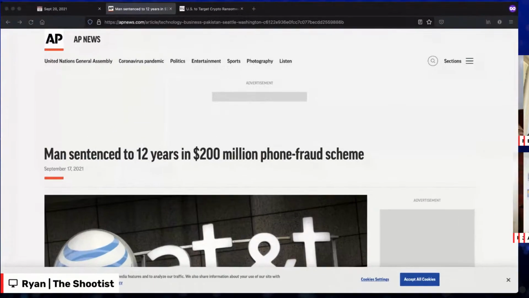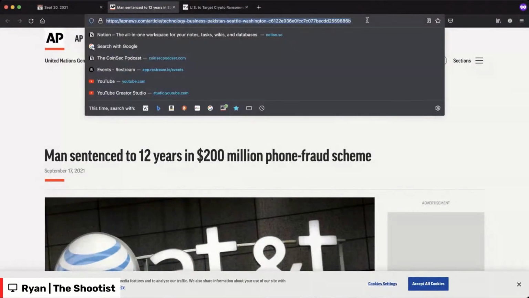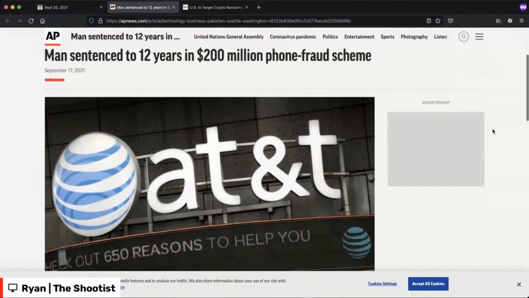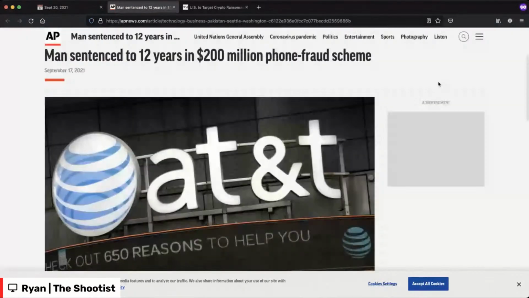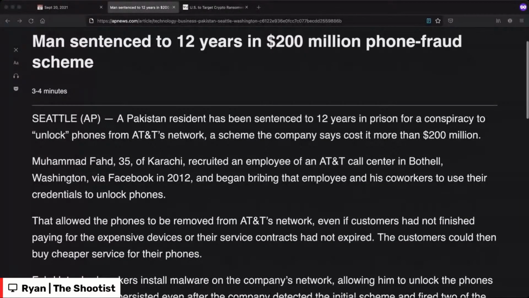We were talking about the true cost of insecure software and kind of the true cost of an insider threat. This is an AP news story. Man sentenced to 12 years in $200 million phone fraud scheme. So this is one of those interesting things where when you hear about it, you're like, holy crap. Someone did this and made money at it, and they didn't just make money, they made a crap ton of money at it. Whenever you get a phone from AT&T or Verizon and you're on that plan to pay off that phone, the phone is actually locked to your plan.